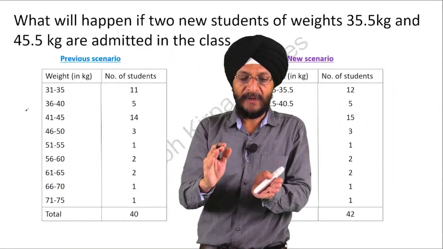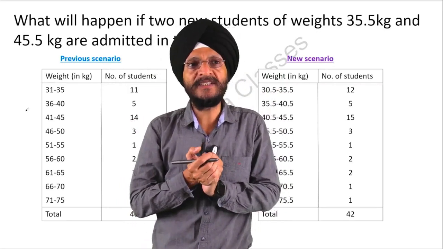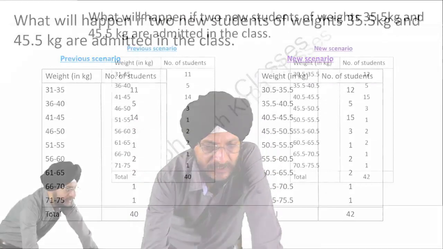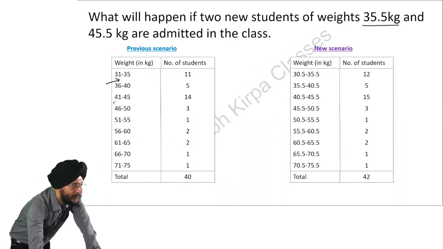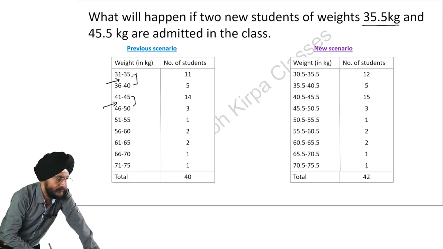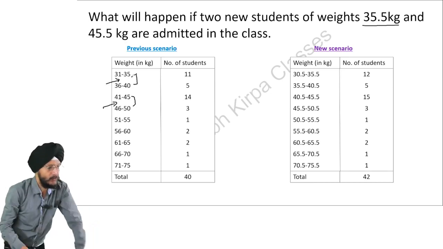So now what will happen if 2 new students of weights 35.5 kg and 45.5 kg are admitted in the class? So this is the previous scenario which we have discussed. We cannot add the first student, which is having 35.5, here because there is a gap of 1 kg in each class group. In each group there is a difference of 1 kg. So we cannot. So what can we do?